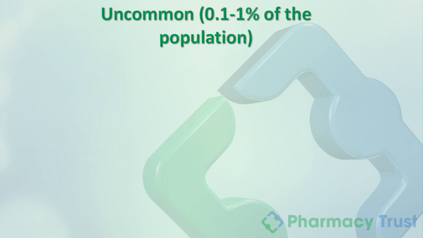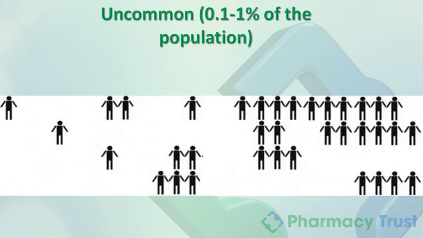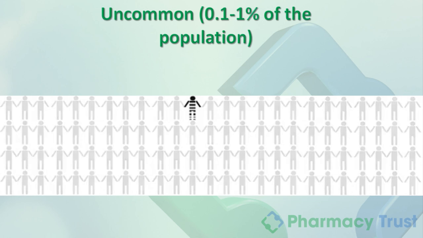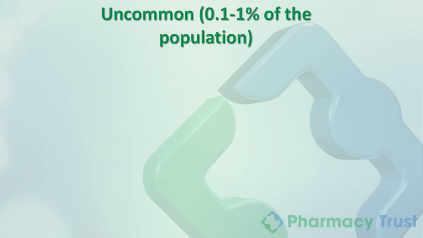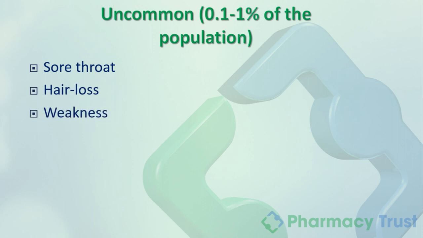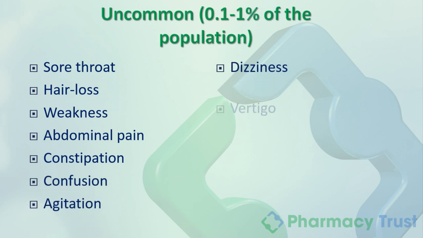Uncommon side effects which occur when taking oral acyclovir affect 0.1 to 1% of the general population taking the drug. So out of 100 people, less than one person is expected to experience these. Again, please talk to your doctor immediately if you experience any uncommon side effects. They include sore throat, hair loss, weakness, abdominal pain, constipation, confusion, agitation, dizziness, vertigo.